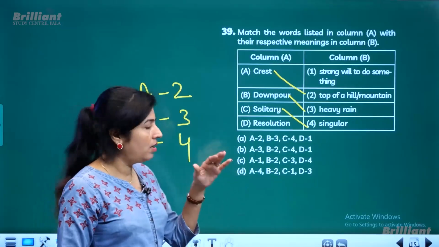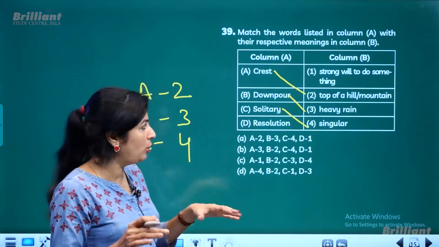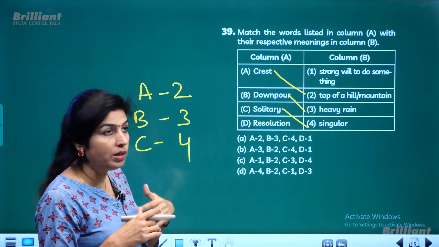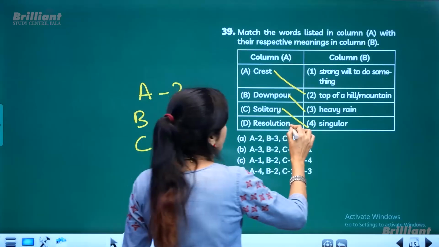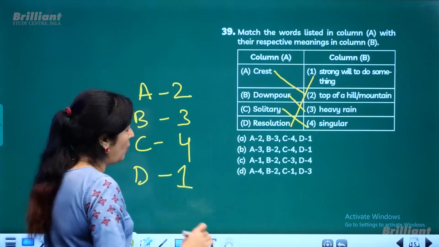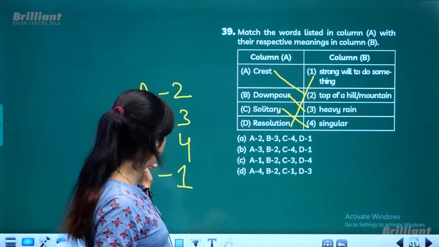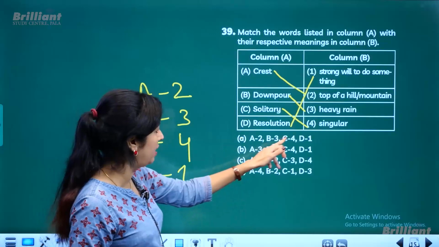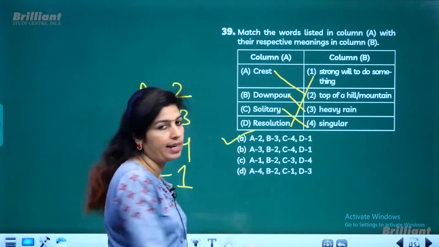Resolution means you take an oath, or you are determined to do something, or you have a strong will or determination. So D is the first one. So A2, B3, C4, D1. So the first option is the correct option.